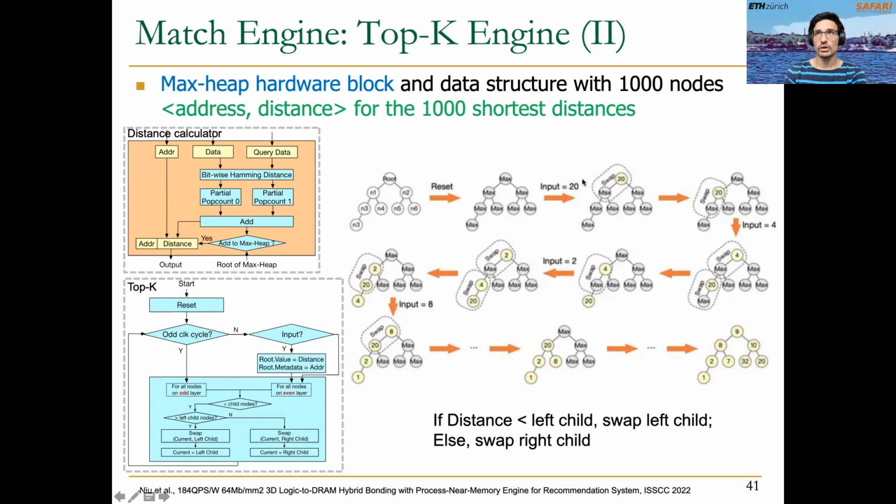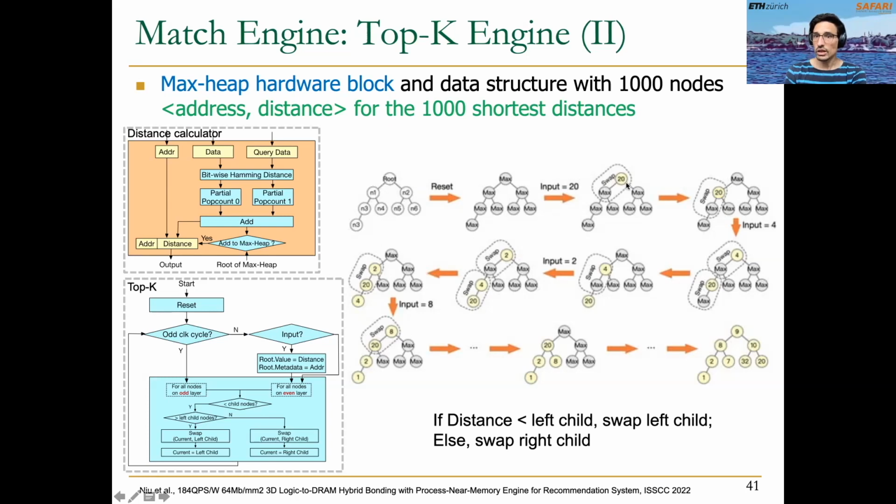In this particular example, we receive one input, a distance equal to 20. Observe that in the very beginning, all nodes in this data structure are initialized to the maximum possible value. So first of all, what we do is compare these 20 to the maximum value in the root of the max heap. Because it's less than this maximum, we incorporate these 20 into this whole data structure.